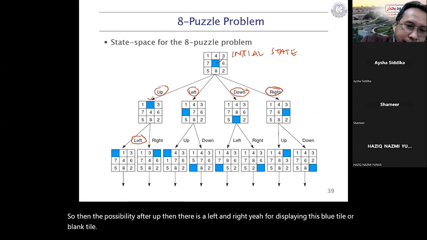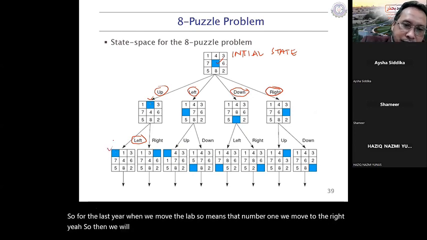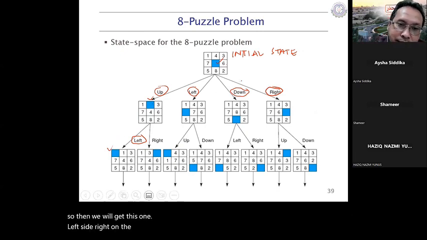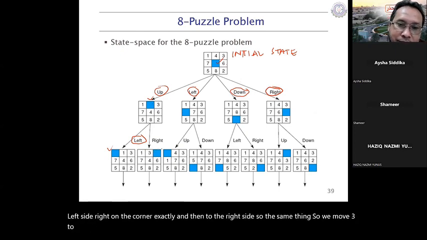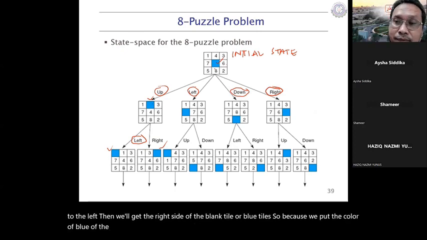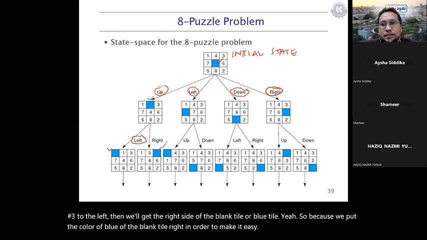So for the left, when we move the left, it means number 1 moves to the right. Then we will get this one, left side, right on the corner, exactly. And for the right side, also the same thing. We move number 3 to the left, then we'll get the right side of the blank tile, or blue tile. We put the color blue on the blank tile in order to make it easier to see.